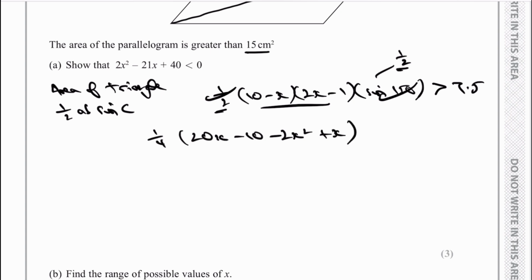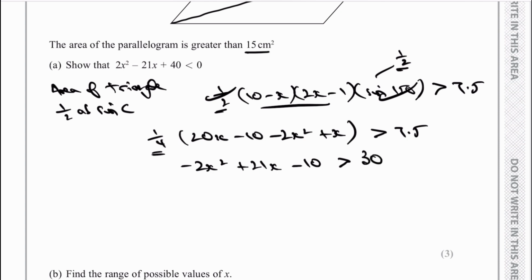Now I'm very aware I am going through this fairly quickly, but if you're not sure, please do let me know, and I've got similar exercises that you can have a look at. Okay, so I need to get rid of that quarter. If I multiply both sides of the inequality by 4, then I can get rid of this first quarter here, and also I'm going to sort everything out inside the brackets. So what I'm going to get is minus 2x squared plus 21x minus 10 is greater than, and again 4 times 7.5 is going to be 30.